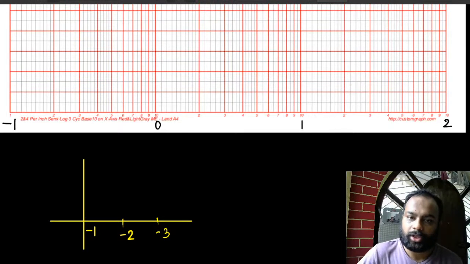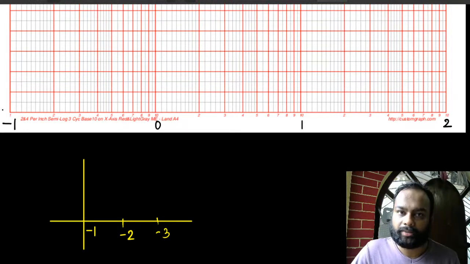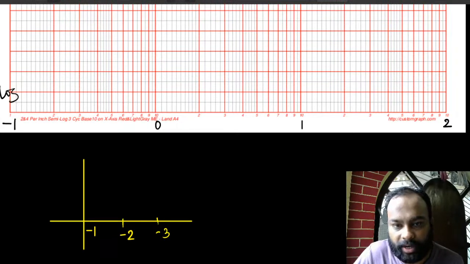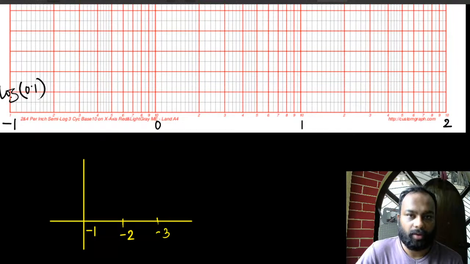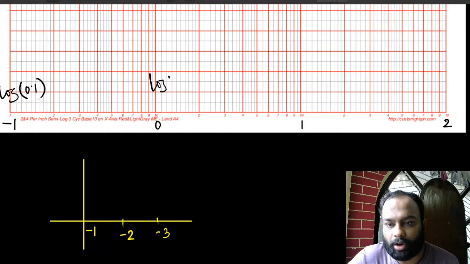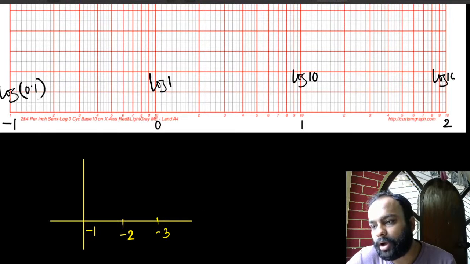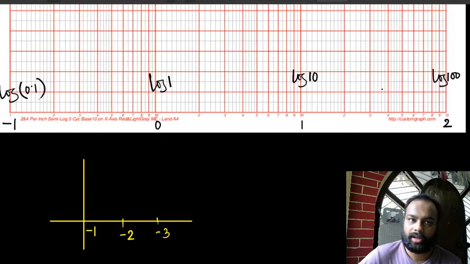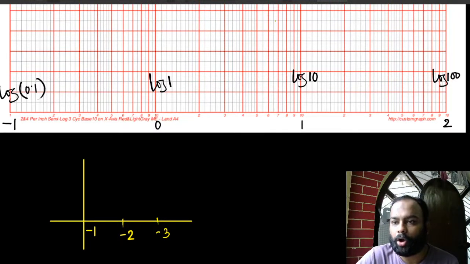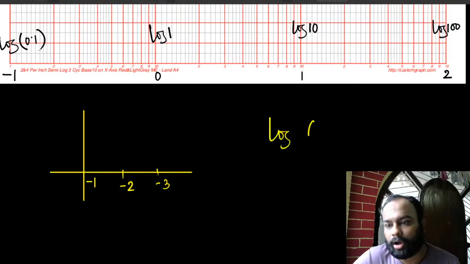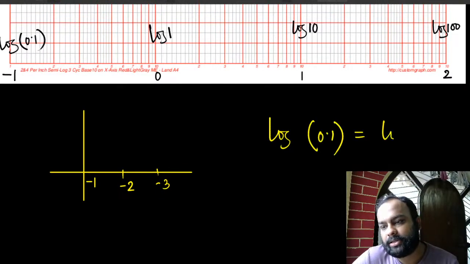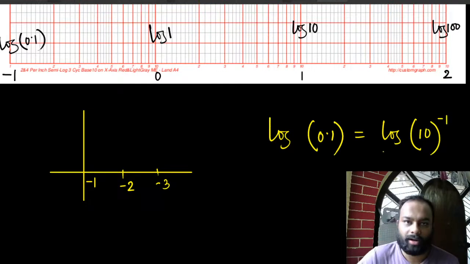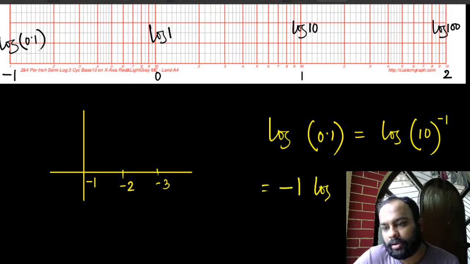Right? So of course, whose logarithm is -1? That's going to be log of 0.1. So this is going to be log of 0.1, right? So again, this is log 1, this is log 10, this is log 100. Got it? So log 0.1, of course, you know, is log of 10 to the power minus 1. So of course that is going to be minus 1 times log 10, and log 10 is 1, so that's minus 1. So you understand that.